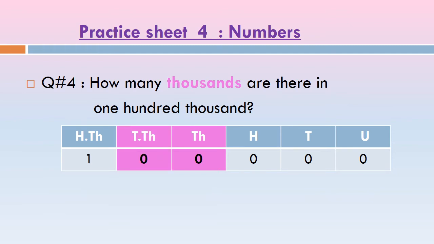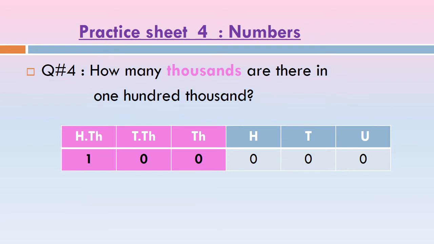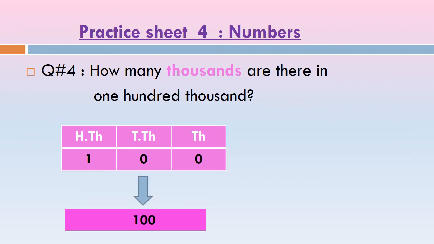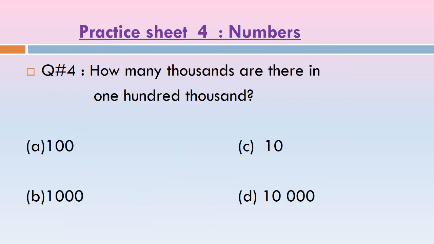Here is 10,000s column, and at this place here is another 0, moving towards the next column. Here is 100,000 and 1 is at 100,000 space. So by combining these three places, they become 100. 1 with 2 zeros will become 100. So our answer will be 100, which is at option A.